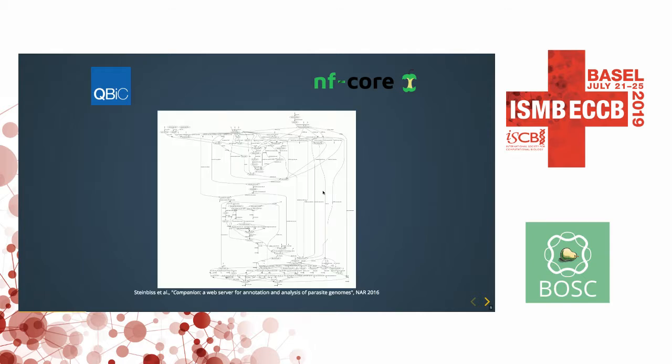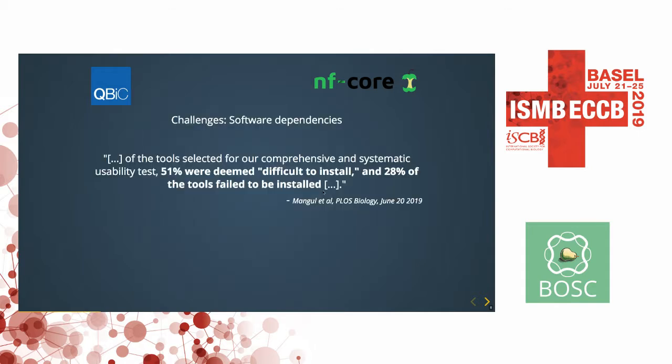This is actually from the Steinbiss et al. paper, Companion, a Web Server for Annotation Analysis of a Parasite Genome, which was published in NAR 2016. So this is the dependency graph of that analysis pipeline. It looks like a huge mess. It's complex, it's difficult to maintain, of course, and making these easier is one of the core things that bioinformaticians typically tend to work on.